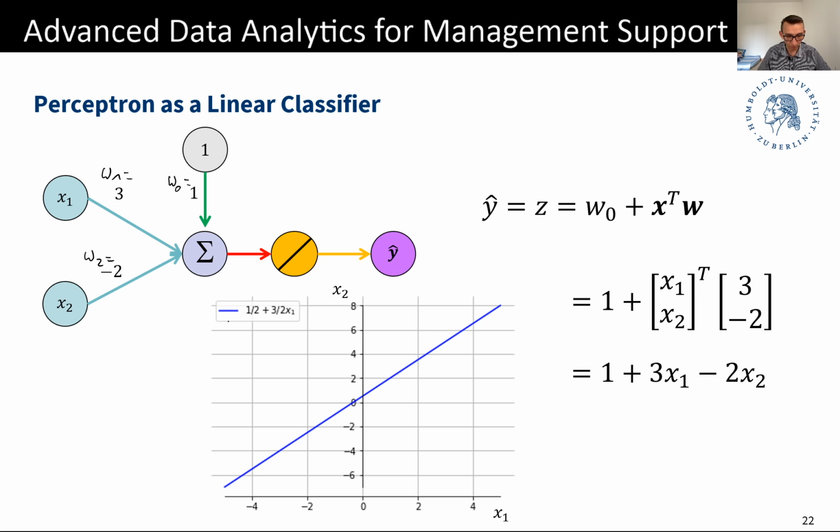For instance, if you consider a data point 2, 0, so x1 equal to 2 and x2 equal to 0, you see where it is located. We can evaluate easily the output of our perceptron if we input these quantities. So for these quantities, obviously we get 1 plus 3 times 2 minus 2 times 0, which is obviously equal to 7. Now, is there anything special about the value 7? No, there is not. Nothing special about this value.